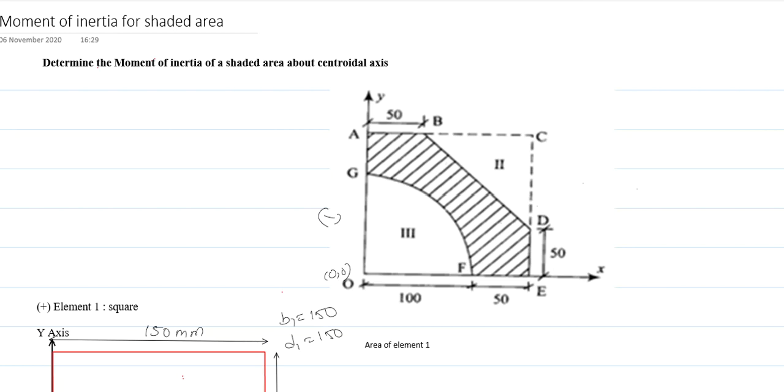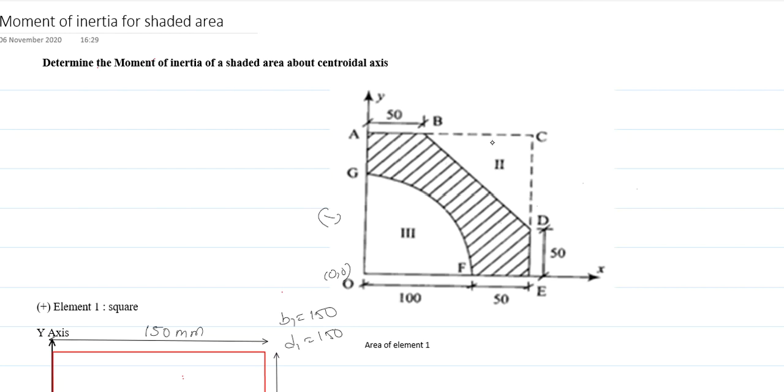Welcome back everyone. Today we are going to discuss moment of inertia for a shaded area. So I'm going to take an example shown in the figure. You can see in this figure, ABCD is nothing but, AOEC is nothing but a square. In the square we are going to cut the part so-called triangle and quarter circle as shown in the figure.